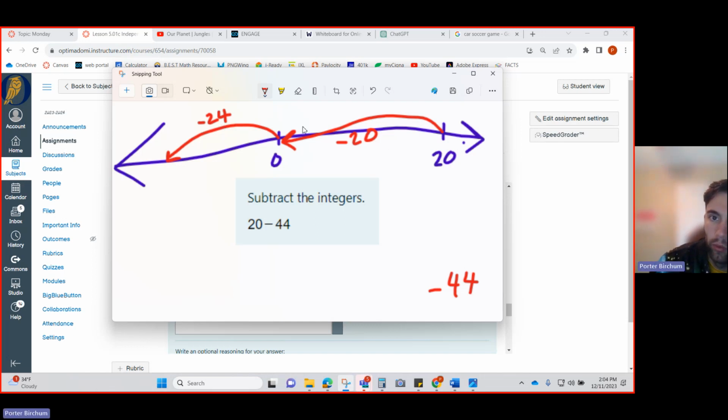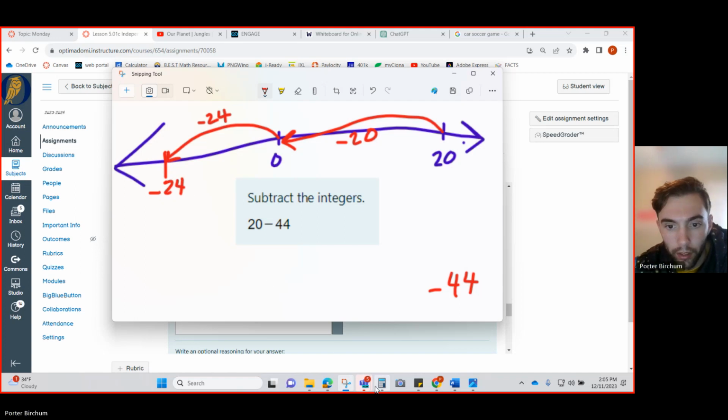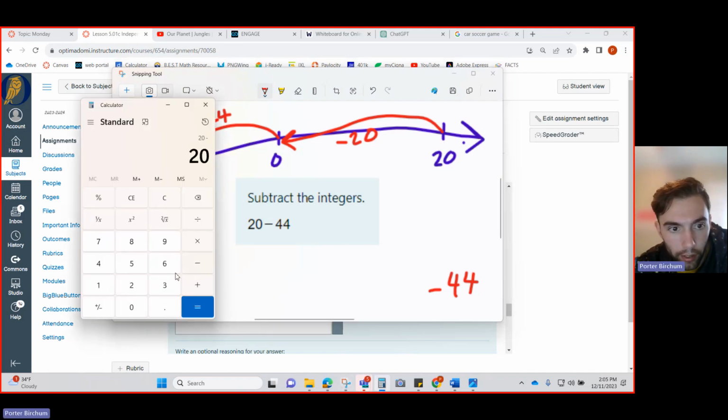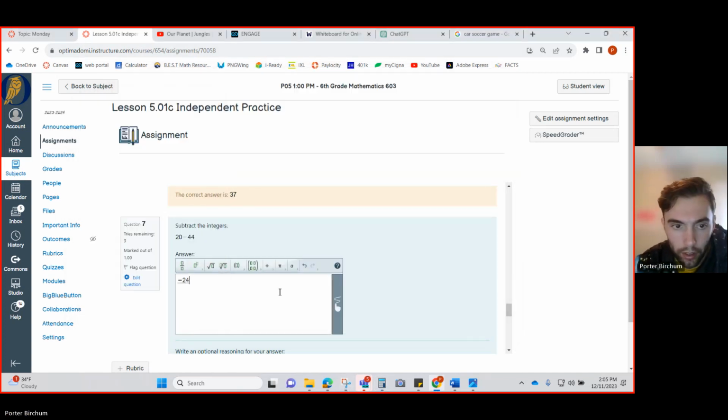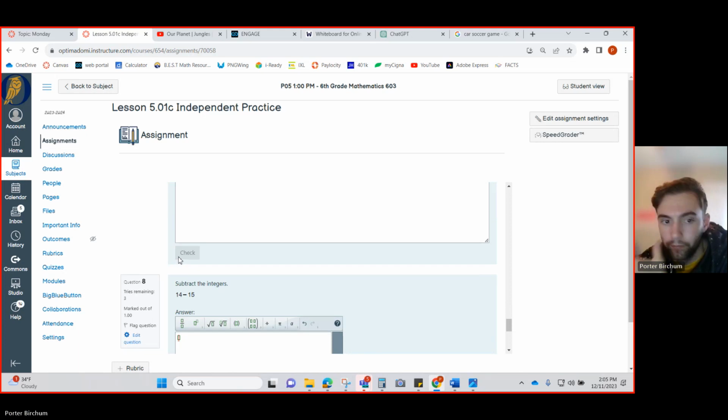So instead of drawing 44 little jumps all going to the left, I just drew one big jump that showed, well, how many do I need to lose to go from 20 to 0? And then, well, how many more does my sentence say I need to lose? I need to lose 24, and 0 minus 24, negative 24. See if our calculator proves our answer to be correct. Negative 24. Thank you, number line.